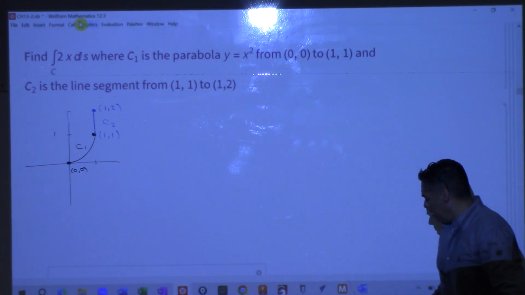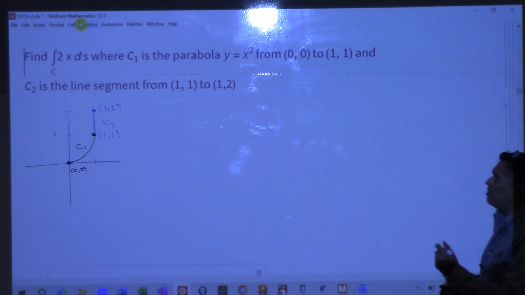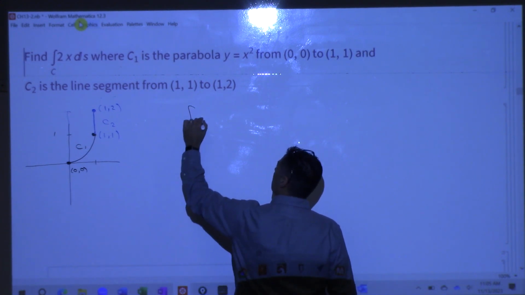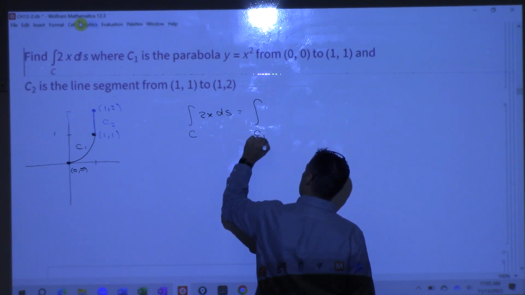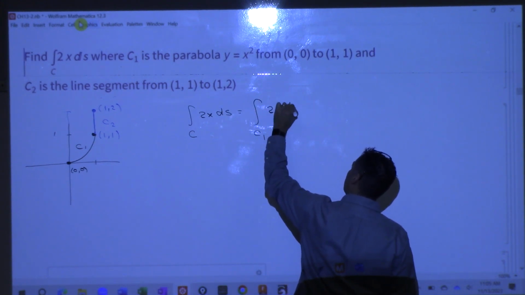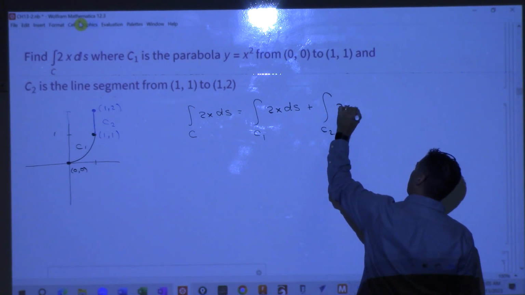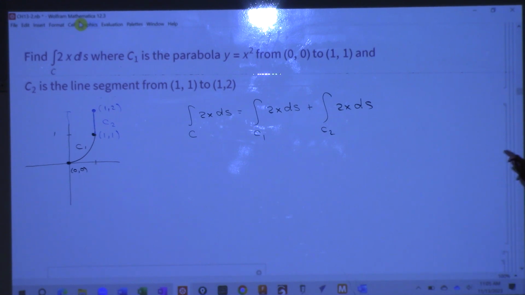All right, so the way that line integrals work when you have a curve made up of multiple curves is that you can do them separately. So to do the line integral over C of 2x ds, I'll do the line integral over C1 of 2x ds plus the line integral over C2 of 2x ds. Now that was in your notes. The note before this was me explaining that that's okay.